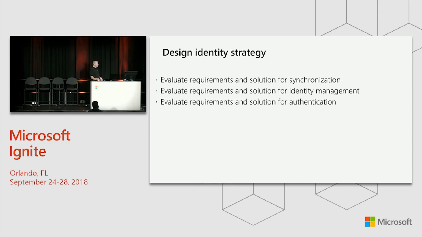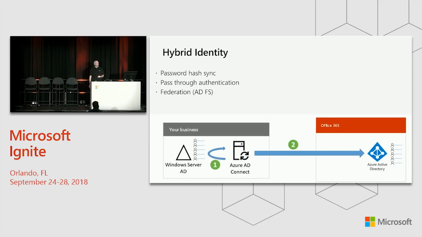Okay, so in the case of hybrid identity, here's some examples here. You could use password hash, you could use pass-through authentication, you could use federation, and some of those have seamless SSO that you can add on to those as well. Okay, but again, know what's involved in that process. How would you set that up? What tools do you have to use, like Azure AD Connect? How do you configure Azure AD Connect?